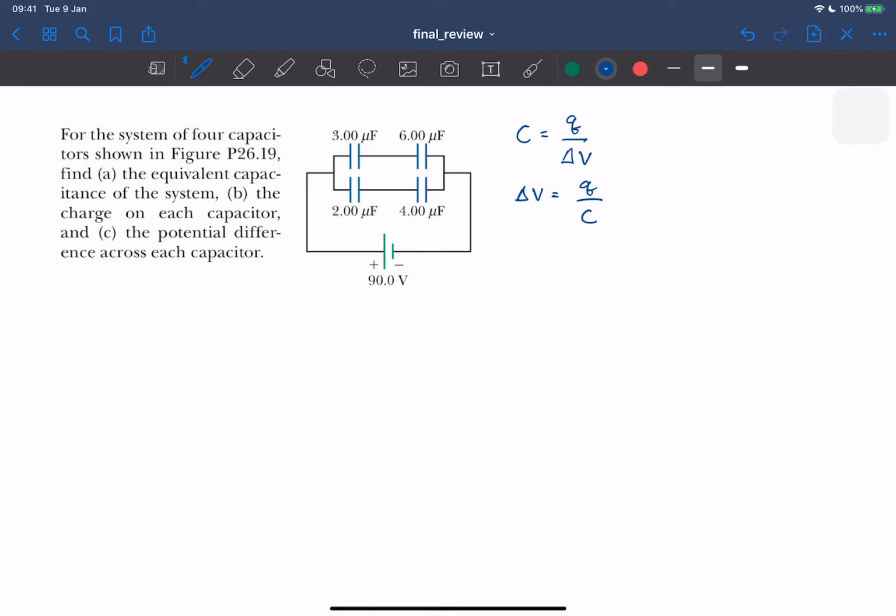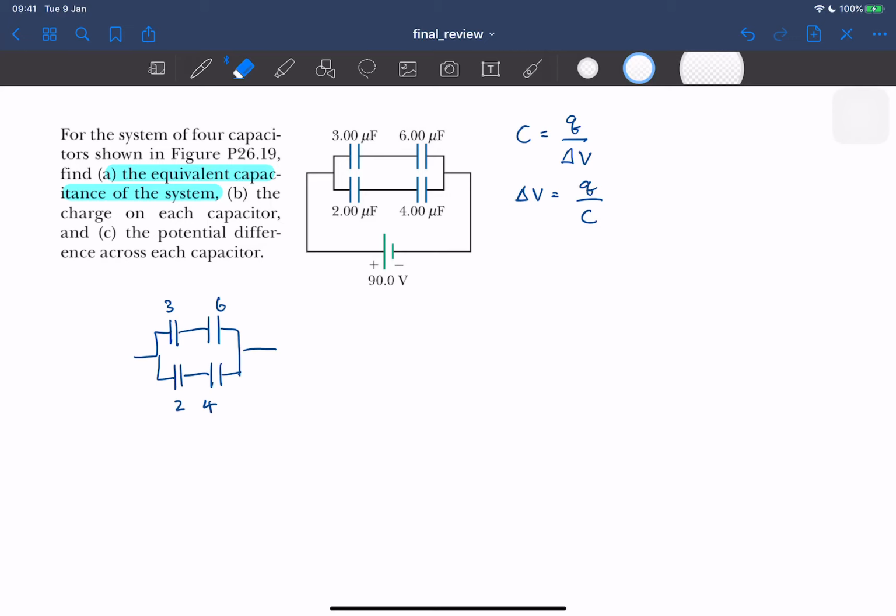The other thing that you need to know is how to combine capacitors together. That's being asked for the first question: find the equivalent capacitance of the system. So you have 4 capacitors connected like this. Capacitors and resistors use the formula the other way around. I just write 3, but let's understand that 3 means 3 microfarad. So 3 is 6, 2, and 4, right?